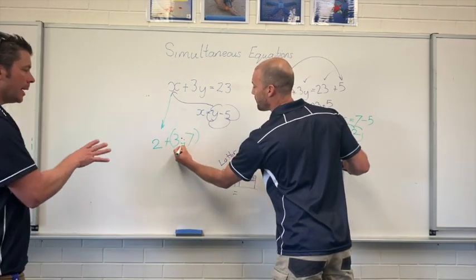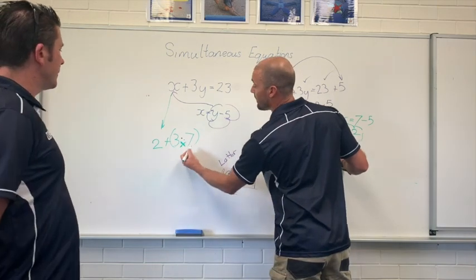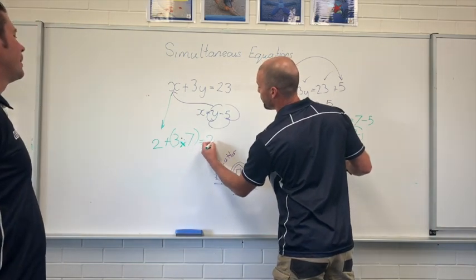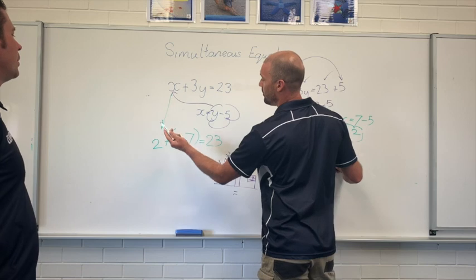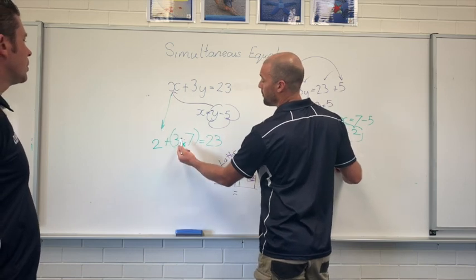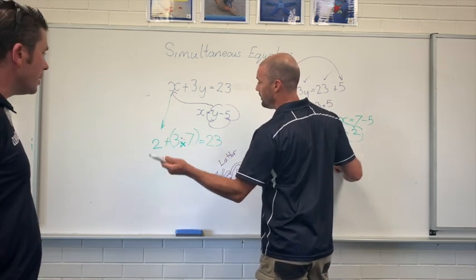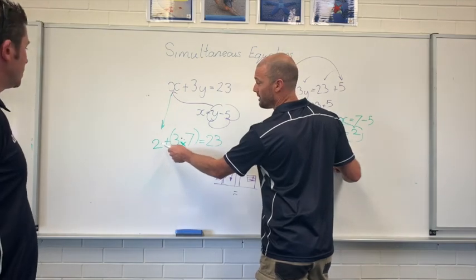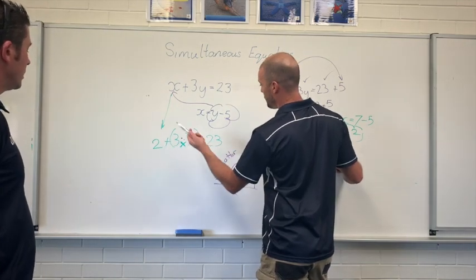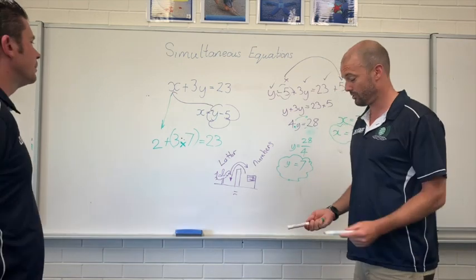BIMDAS. Maybe we do another video on that later. It would have been 2 plus 3 times 7 in brackets, equals 23. Now let's go, BIMDAS, brackets first. 3 times 7 is 21. 21 plus 2 is 23, equals 23. Well done. We've done it right.